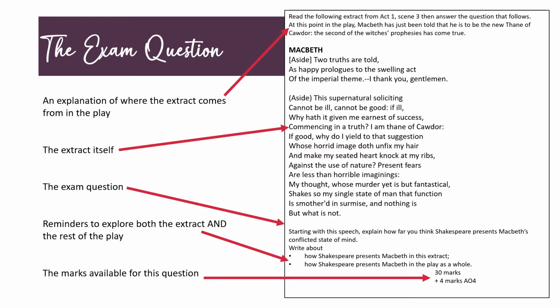So we have 30 marks available for what you write, so that's your knowledge of the text, your analysis, your references to context, and there's 4 marks available for your spelling, punctuation and grammar. So make sure that you've got those capital letters and those apostrophes and that really good vocabulary where you can.